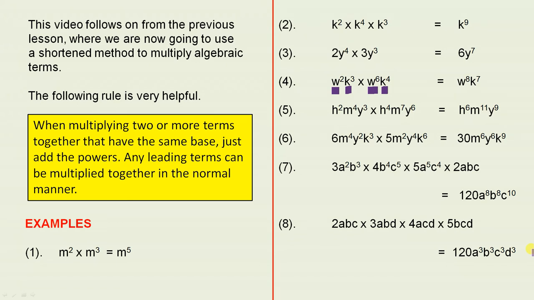So you multiply the leading terms together, and then you carry on and look for the bases that are similar, and then you add those powers together.